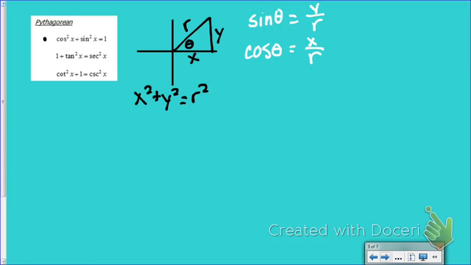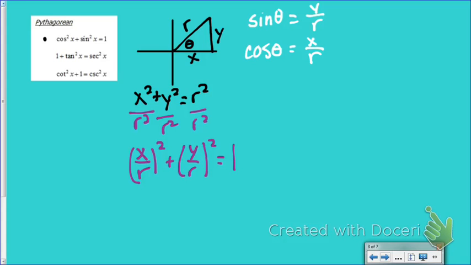So all I'm going to do now to make this look like that identity is rearrange some things. I'm going to divide everything by r squared. And x squared over r squared, that's the same as x over r, and that quantity is squared. So I've got y over r, and that whole thing is squared. And r squared over r squared is just 1. And now I can substitute what I have in these first two equations. y over r can be replaced with sine theta, and x over r can be replaced with cosine theta.